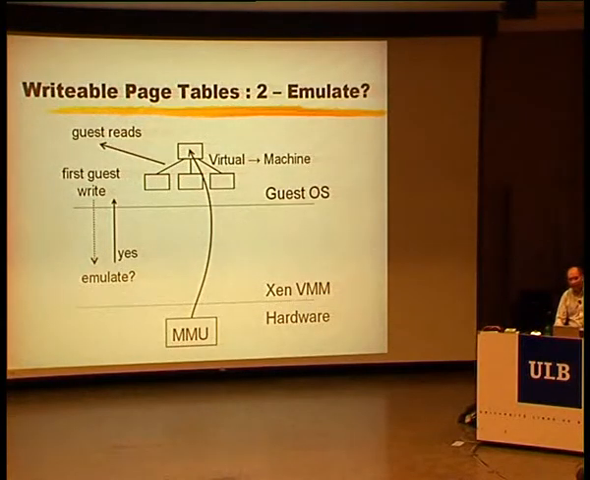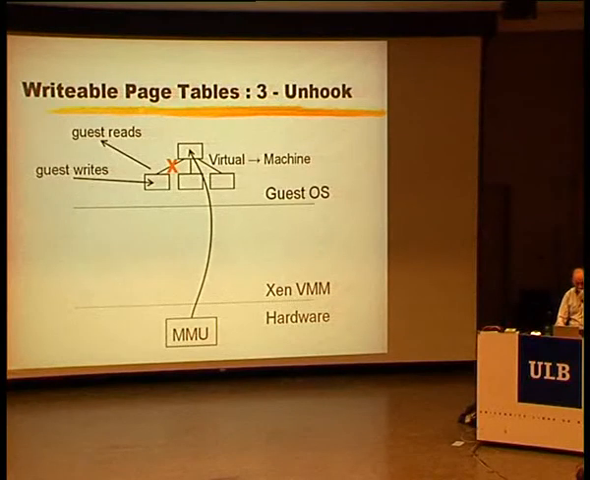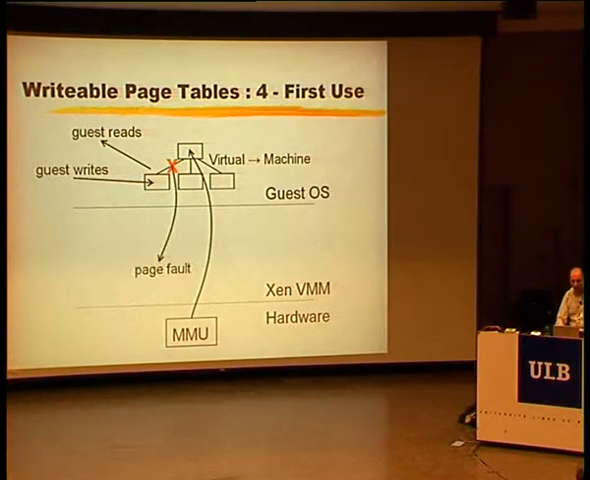But the bottom line is that a guest can read its own page tables, but it can't write to them directly. And if you're doing something like a process fork or an exit and wanting to do bulk updates to page tables, then there's a mechanism we call unhooking, which gives a guest temporary write access to a page table page in a safe fashion, knowing that it can't possibly get into the TLB, and allows us to do these bulk updates without calling into the hypervisor each time.